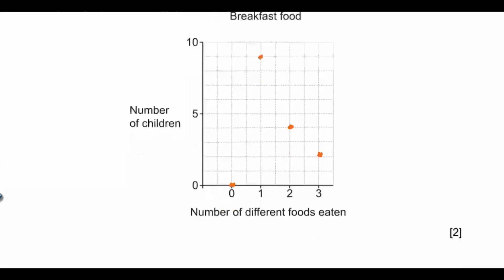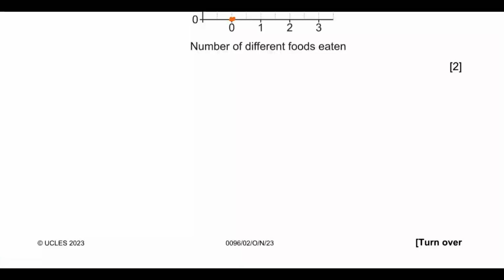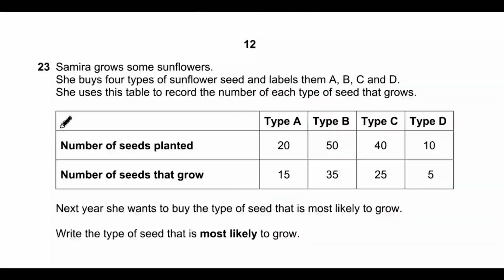Okay, so let's go to the next question. That will be question 23. Samira grows some sunflowers. She buys 4 types of sunflower seed and labels them A, B, C, and D. She uses this table to record the number of each type of seed that grows. Next year she wants to buy the type of seed that is most likely to grow. Write the type of seed that is most likely to grow.